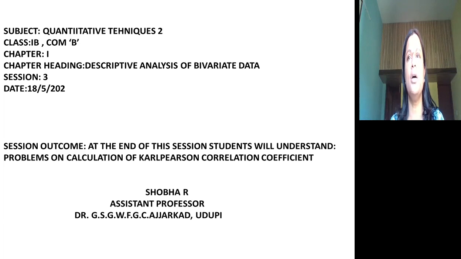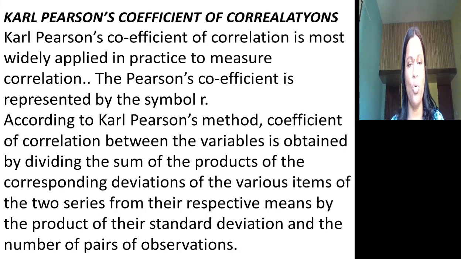The first one is the graphical way of presenting. Particularly, we plot the values of variable x and variable y on a graph, and then we analyze based on the scatter of the points. The second method is called the Pearson correlation coefficient.